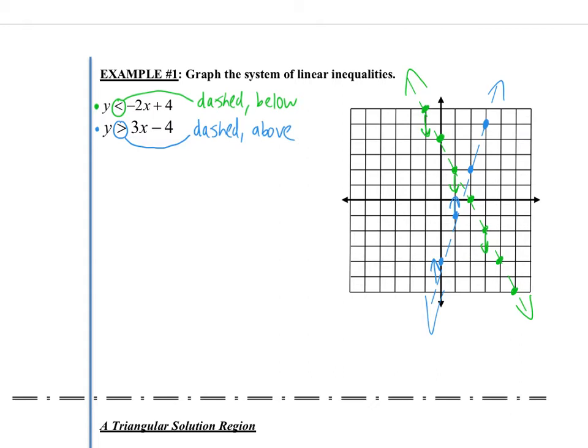I'm going to use red and make it a little bit bigger marker. So we're going to shade over here. This is where the lines overlap. So that's going to be the solution to this system, right over there to the left, because it's shading below the green line and above the blue line. That's going to be the solution for both of them. Okay? All right, there's our first answer.